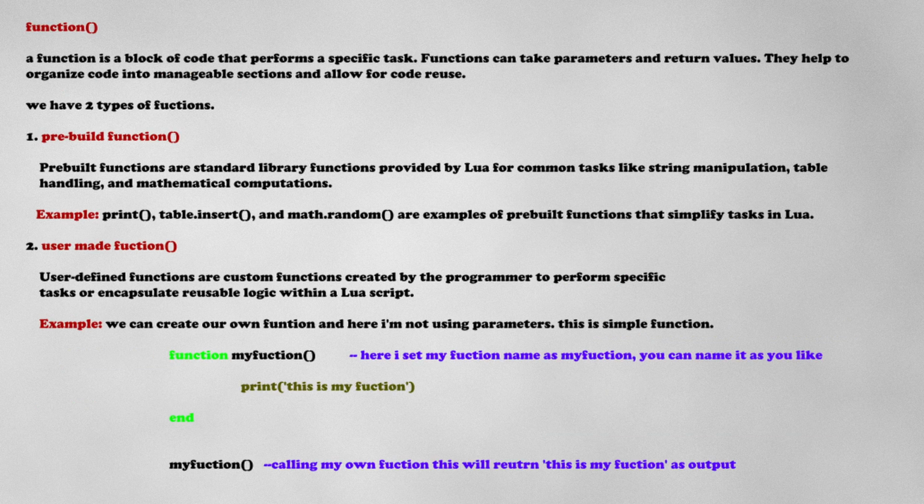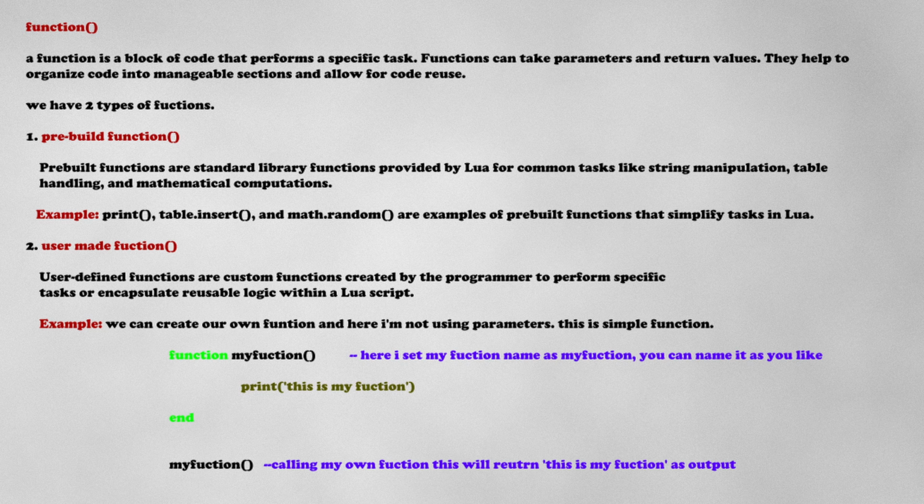A function is a block of code that performs a specific task. Functions can take parameters and return values. They help to organize code into manageable sections and allow for code reuse. We have 2 types of functions. Pre-built functions are standard library functions provided by Lua for common tasks like string manipulation, table handling, and mathematical computations. Examples: print, table.insert, and math.random are pre-built functions that simplify tasks in Lua.